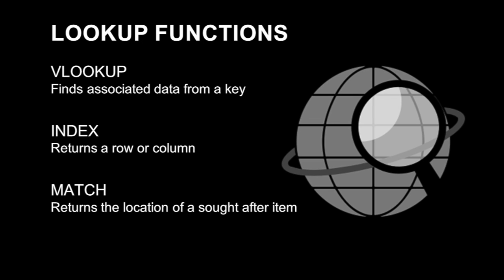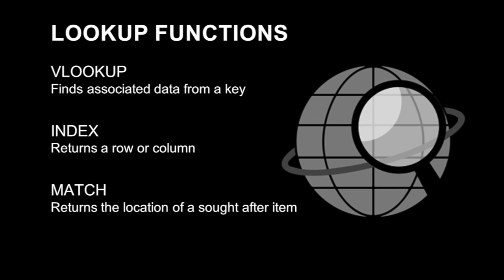The first one we're going to talk about is Vlookup. Vlookup is probably one of the most used Excel functions, so it's worth knowing in and out. Vlookup helps us find associated data belonging to a certain key. Now, that sounds very tech speak, but another way of saying it is it looks up data in the leftmost column, which is usually some sort of unique identifiable data.